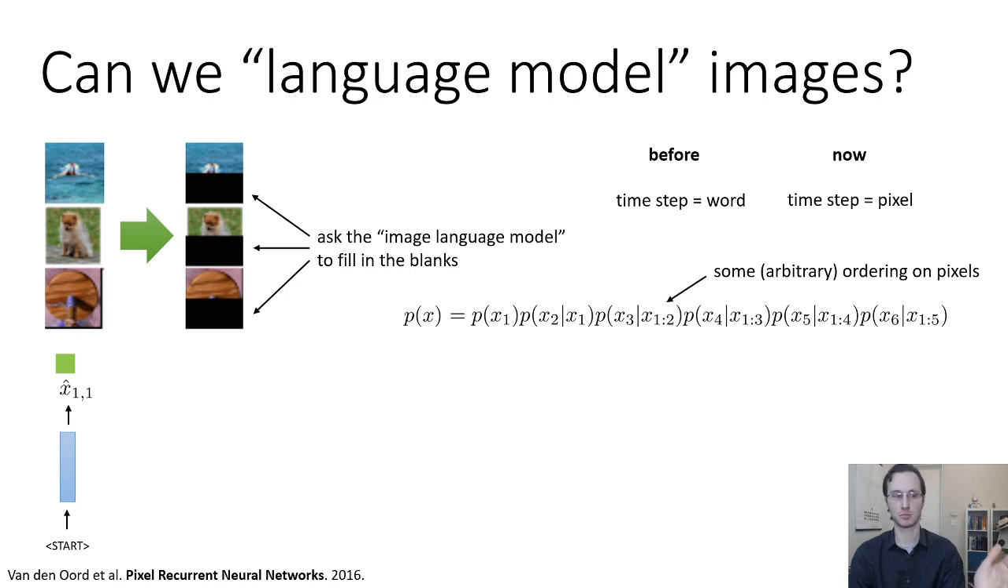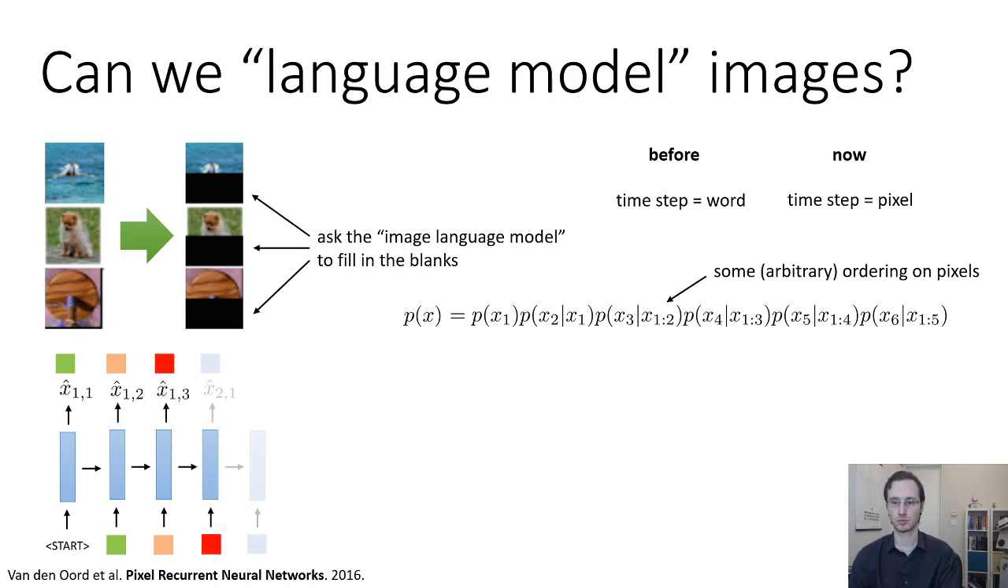So at the first time step, the RNN is fed in the start token, and it produces a softmax over the color of the first pixel. And then, just like in a language model, at test time, that generated sampled color is fed in as input at the second time step, and it generates the color of the second pixel. And then this process repeats.